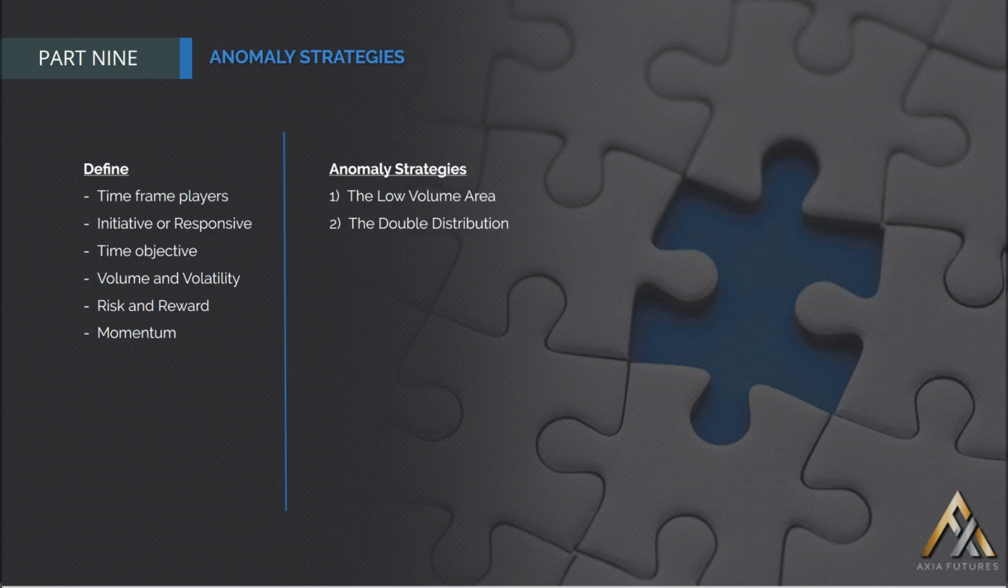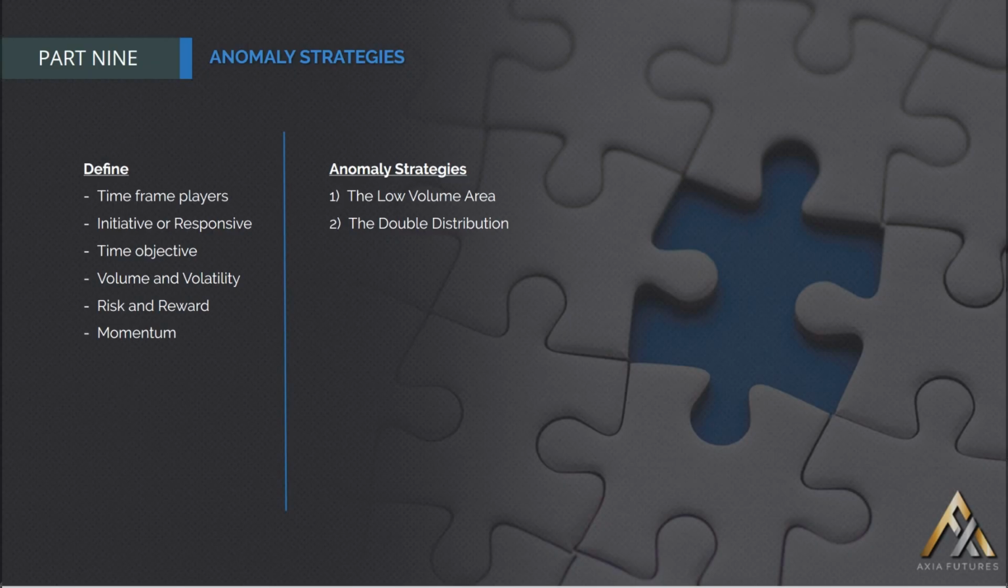We're going to firstly define this first category of strategies, and I'm going to define it by starting off with regards to the time frame players. Now, remember, anomaly strategies include things like low volume areas, bad highs, bad lows, high volume areas, anything that shows a distribution is not normal. So what you want to interpret is the following things.